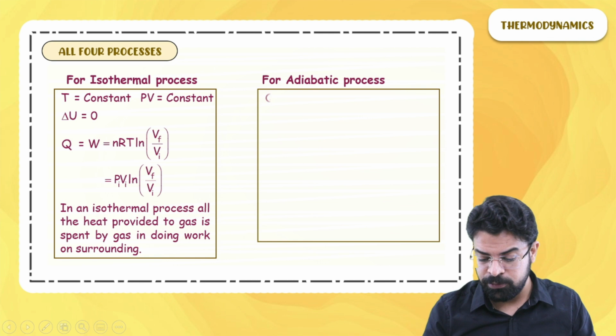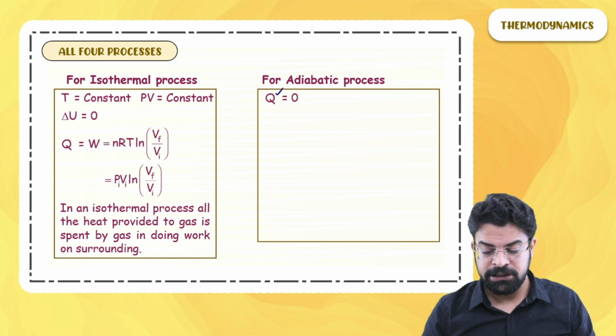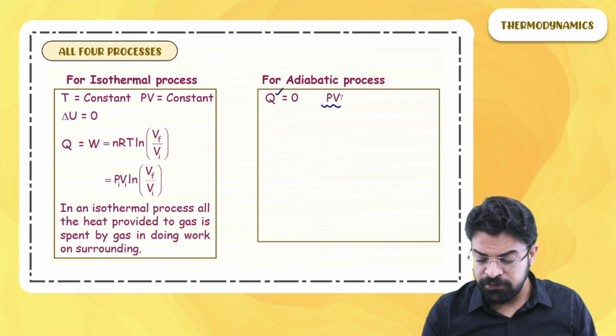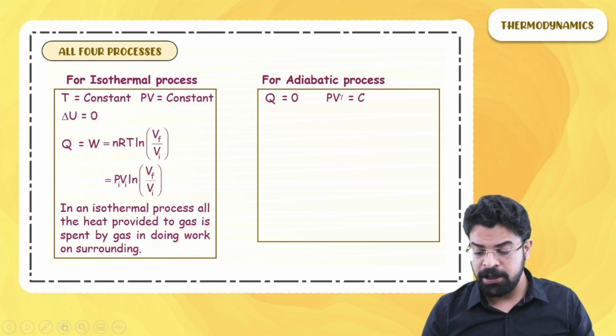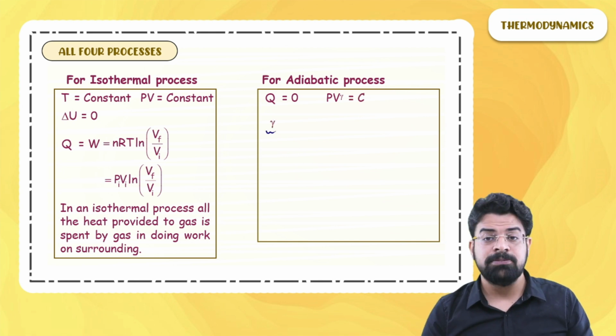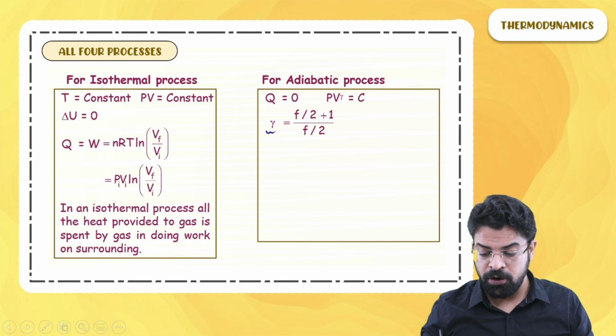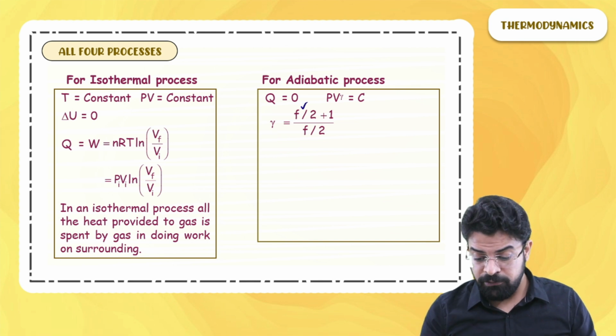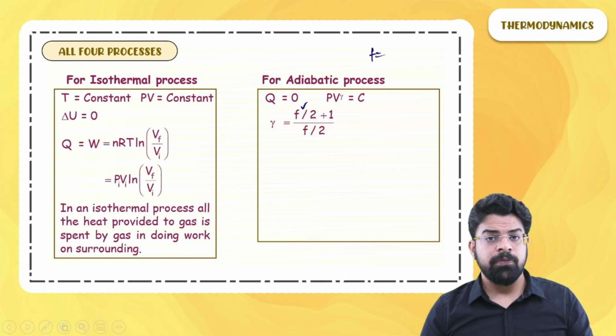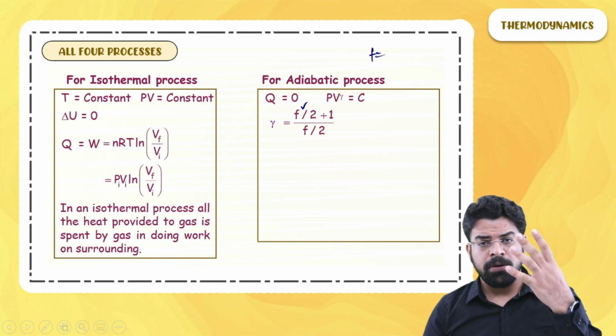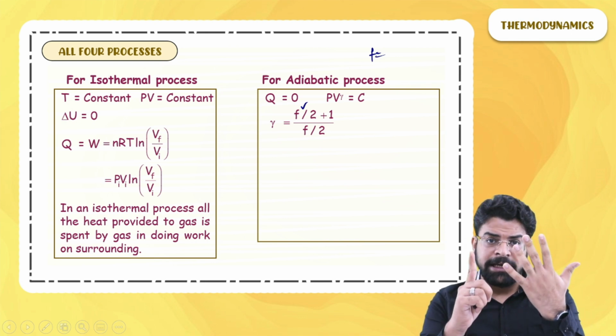For an adiabatic process, the heat given is 0. The equation of state is given by PV raised to the power gamma equals a constant, where gamma is (F/2 + 1)/(F/2). F is the degree of freedom. For monoatomic it is 3, for diatomic 5, for polyatomic 6.